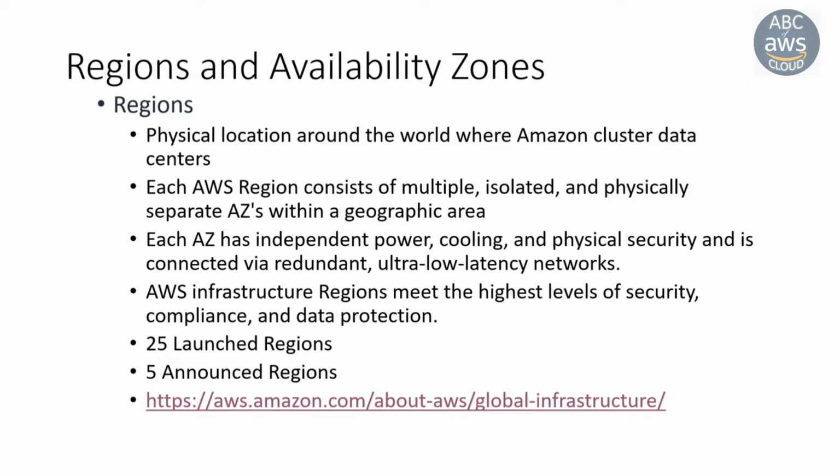Each AWS region consists of multiple isolated, physically separate availability zones within a geographic area. So a region is a combination of more than two availability zones. You can think of an availability zone as a data center, and those are within a region. For example, the Mumbai region or the Frankfurt region. In that region they have multiple availability zones, which are physically separate sites, and each one you can think of as a data center.